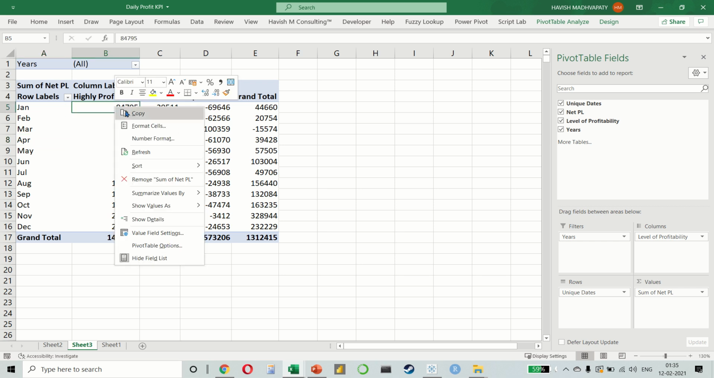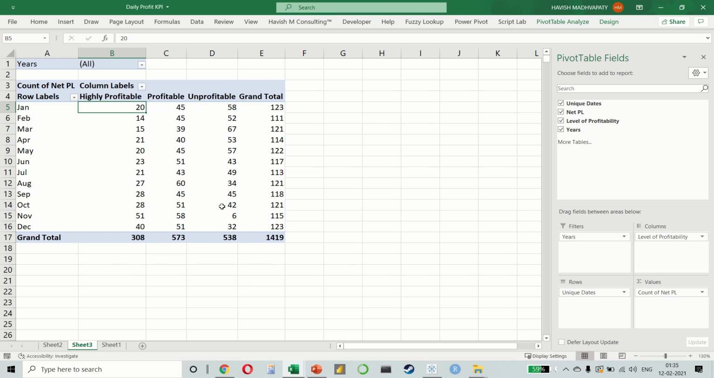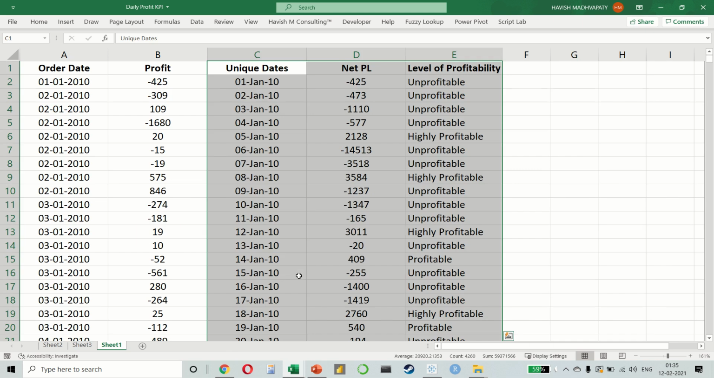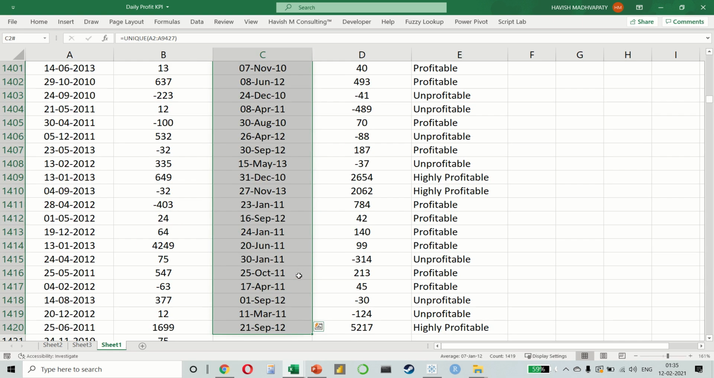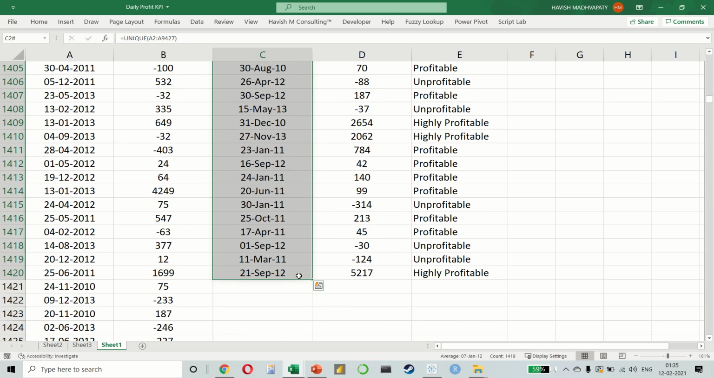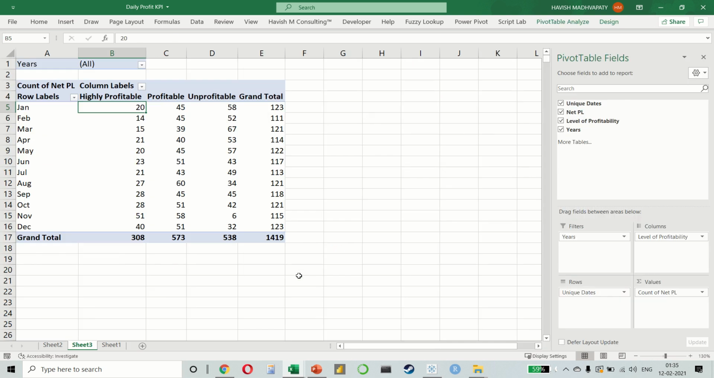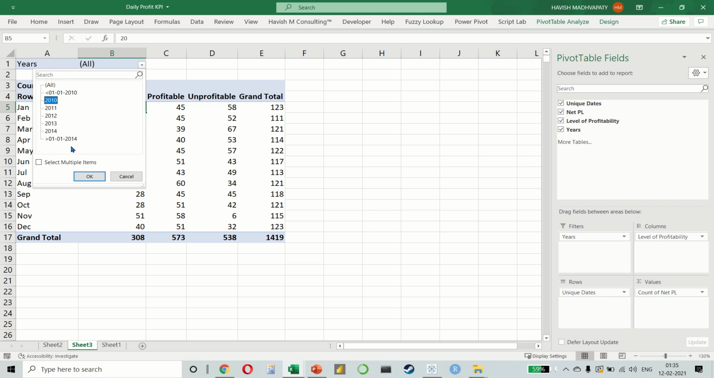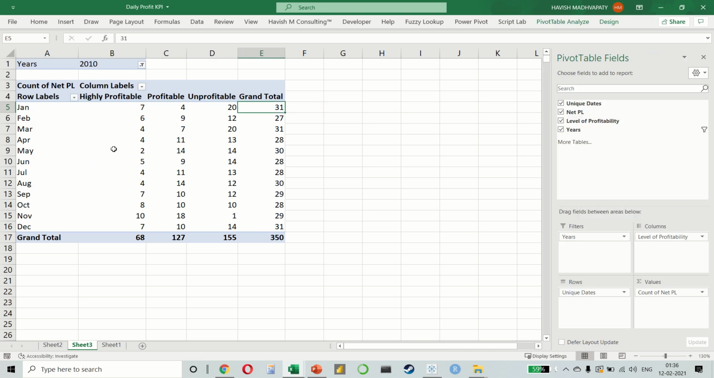And we also want to summarize the data as a count. So what is it telling us? If we go back to the original data, we can see there are 1,419 individual dates on which a transaction has happened. Hence, the total is 1419. It is telling me that if I only look at 1 year, let's say 2010, out of 31 days on which transactions happened, 7 were highly profitable, 4 were profitable, and 20 were unprofitable.